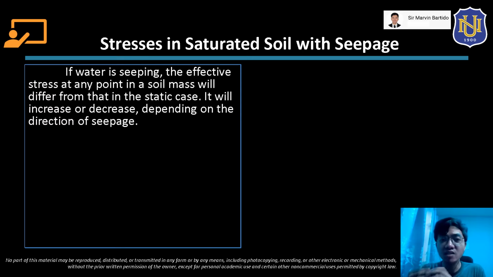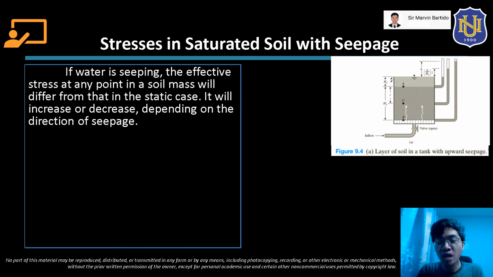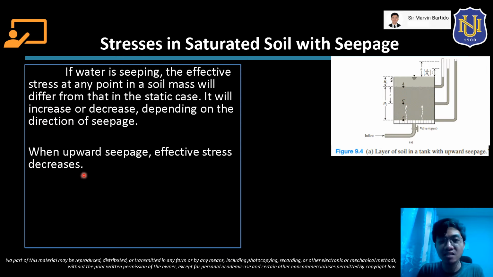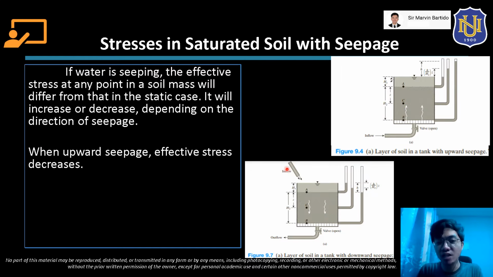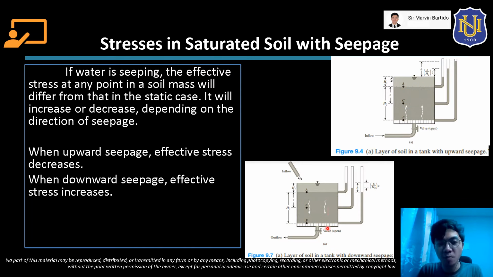So class, if water is seeping, the effective stress at any point in a soil mass will differ from that in the static case. So iba class ang effective stress kapag walang seepage, iba rin yung nagiging effective stress kapag may seepage. So yung increase or decrease doon sa effective stress class, nakadepende siya doon sa direction ng seepage. So, take note of this class, no? Kapag yung seepage natin class ay pataas or upward, what happens class is that the effective stress decreases. Okay, on the other hand, if the seepage class is downward, what happens to the effective stress is that it increases. Alright.